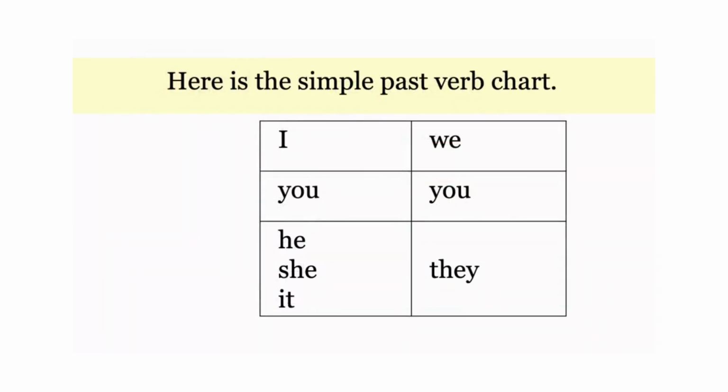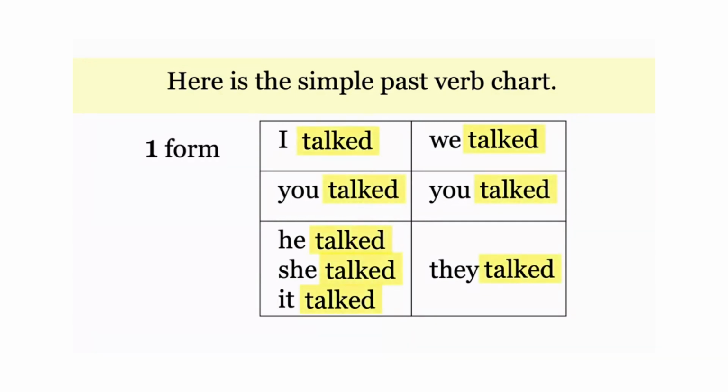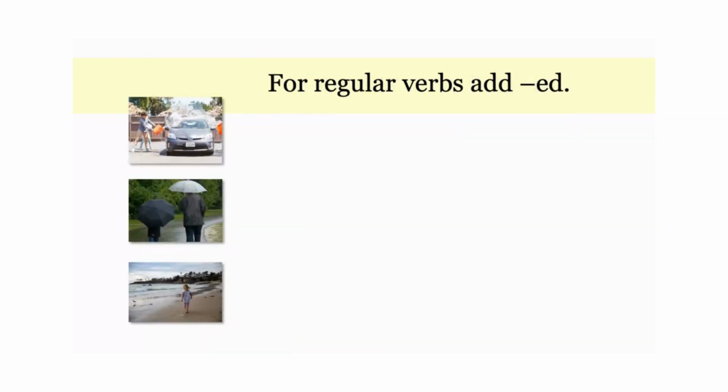Here is the simple past verb chart. We will fill it out with the verb talk, okay? I talked, you talked, he talked, she talked, it talked, we talked, you talked, and they talked. As you can see, there is one form. They are all the same. To make the past, we just add ed. Let's look. For regular verbs, add ed to the end of the verb.